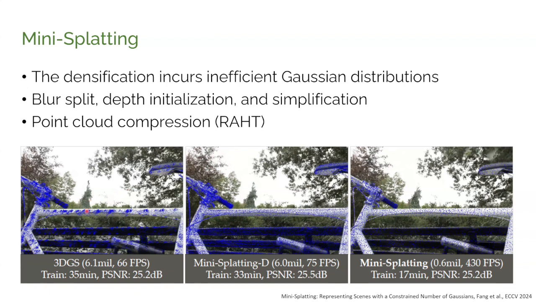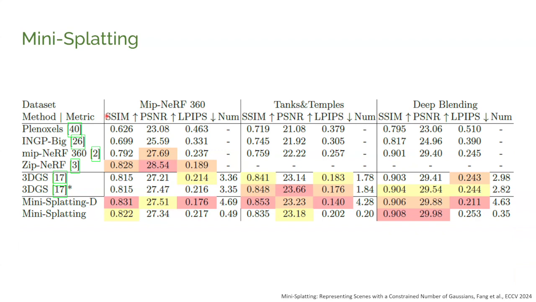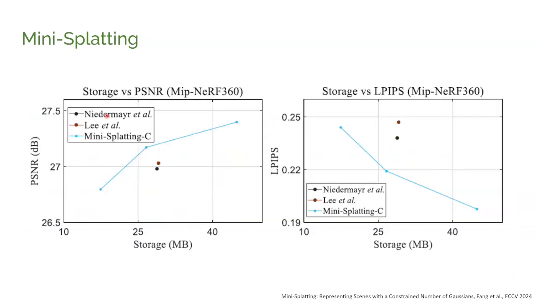The reason this is happening in the original 3DGS algorithm is that they start from a sparse point cloud, and then gradually increase the Gaussians around the original points. So you can see many blobs in the sparse point cloud. Now they developed blur split, also depth initialization, and another technique to make it more uniformly distributed. This is going to be much more efficient than the original version. And this is their performance. They said that they can achieve a better compression ratio than the previous work.